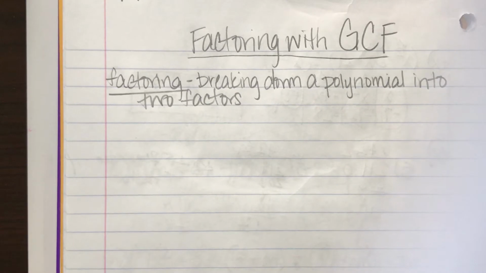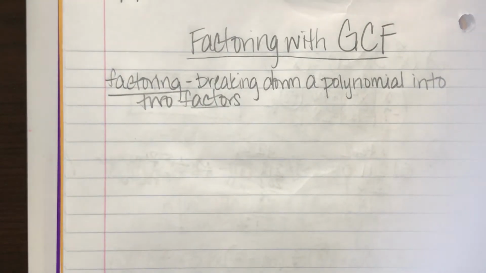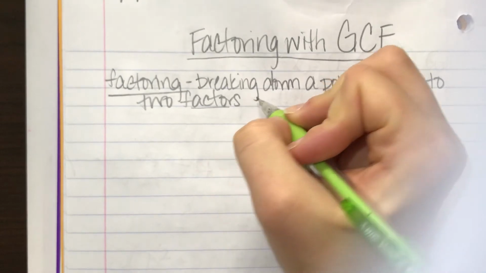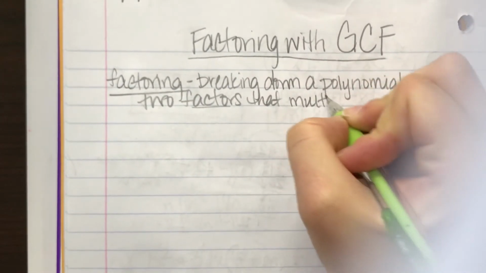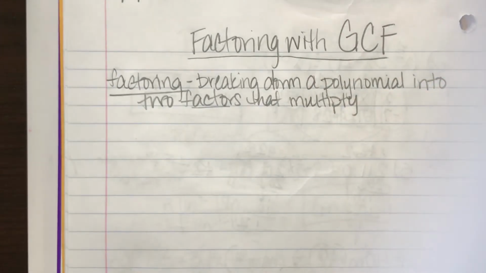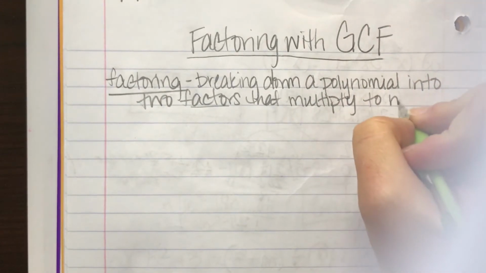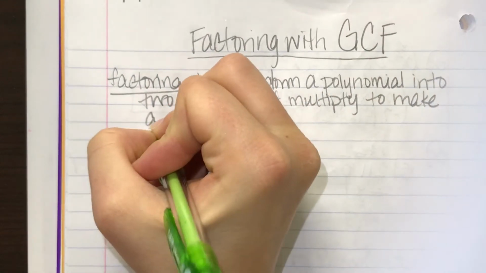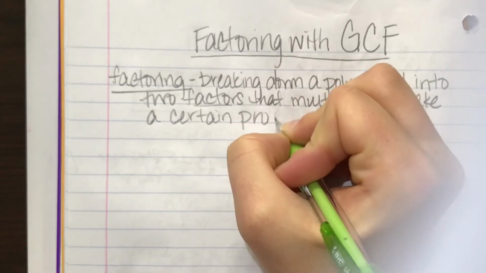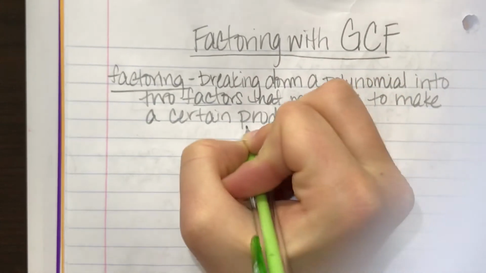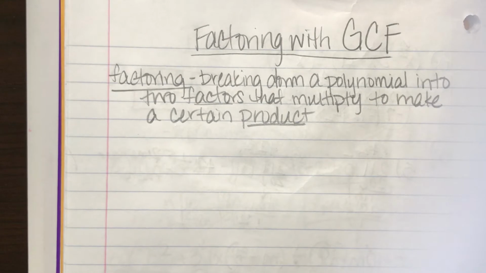So if we're breaking it down into two factors that multiply, they multiply to make a certain product. And these are vocab words that we've mentioned over the last couple weeks, but I just need you to know the difference: factors are things that are being multiplied. A product is what you get as the answer after multiplying.